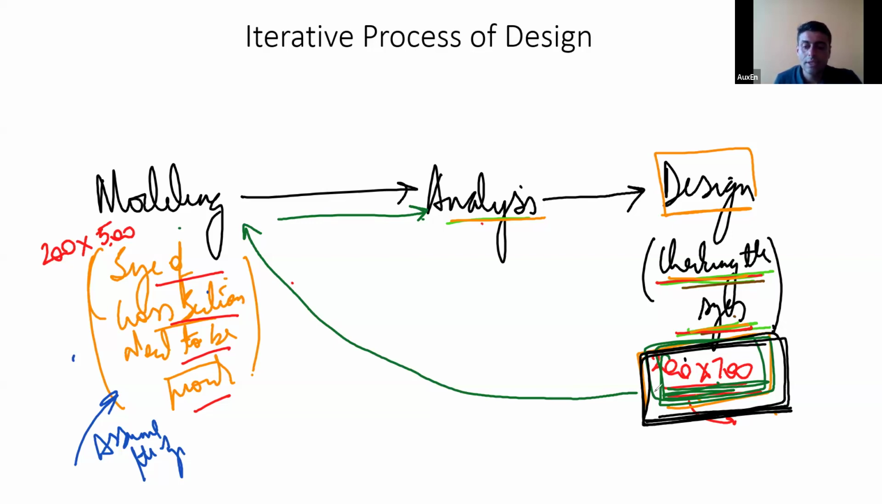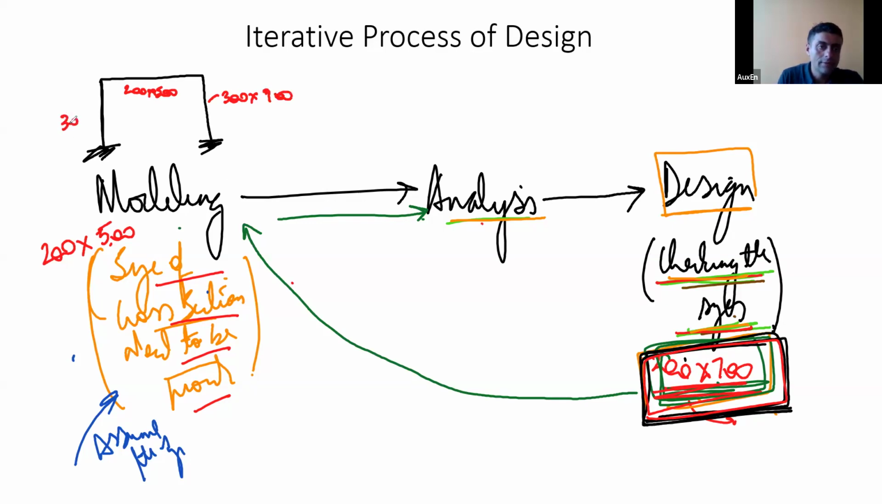Then why was Mr. Rahul saying that the analysis result changes with the change in cross section? Why was he saying so? Okay, let me take a portal system. So if I take this portal system and let us say these are the sizes. This is 200 by 500 and this is 300 by 900, and this is my portal.